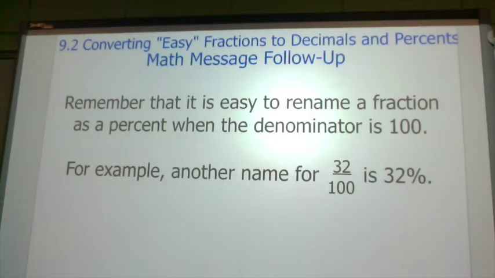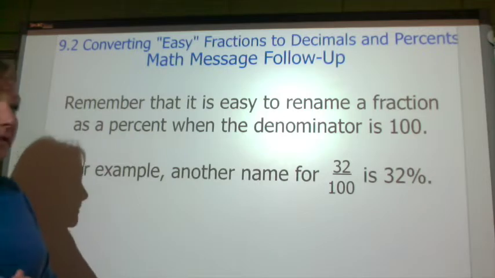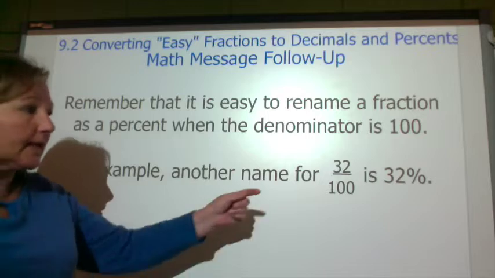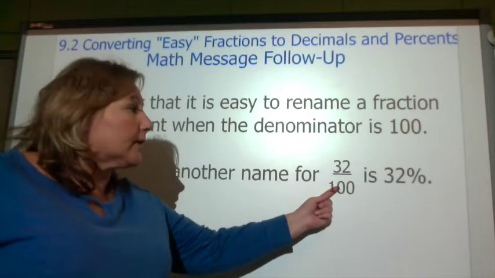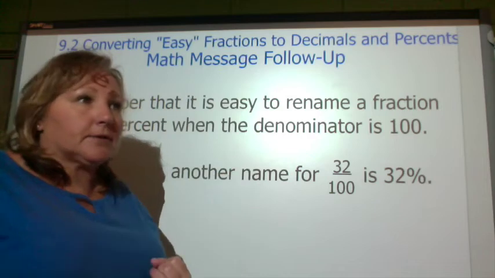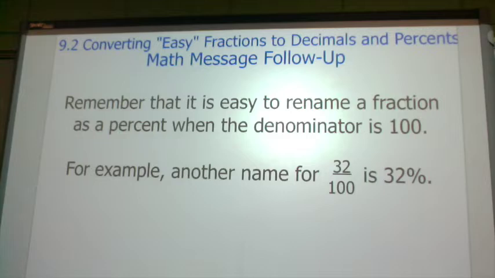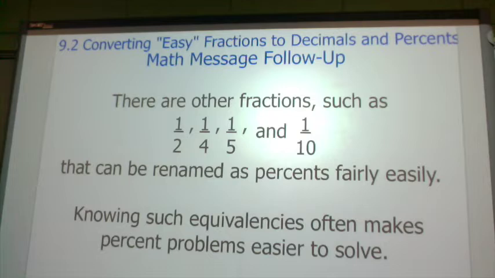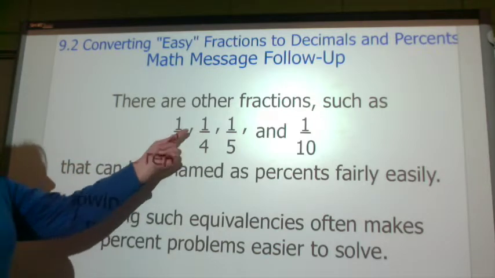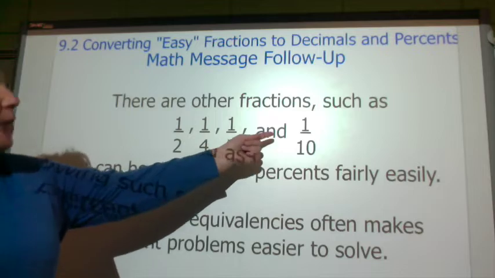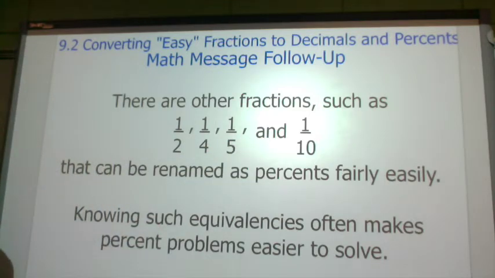Remember that it's easy to rename a fraction as a percent when the denominator is 100. For example, another name for 32 100ths is 32%. Like I said, if you can get that denominator to say 100, that top number is going to be your percent, your decimal, and your fraction. There are other fractions such as 1/2, 1/4, 1/5, and 1/10 that can be renamed as percents pretty easily. Knowing such equivalencies often makes percent problems easier to solve.